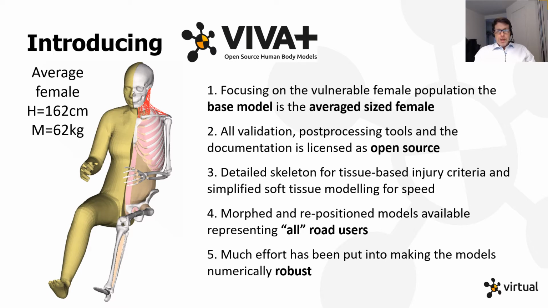To ensure maximum transparency, the VIVA Plus models have no encrypted parts. In addition, all validation load cases, including post-processing scripts, are openly available, so you can download and rerun this on your system. This also means that it's possible to ensure that the models give the same results on your hardware.